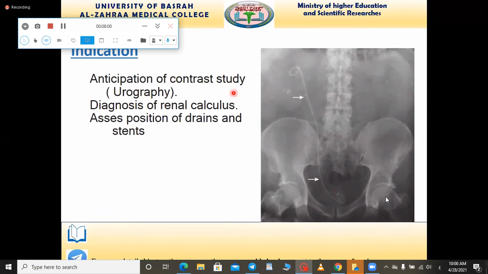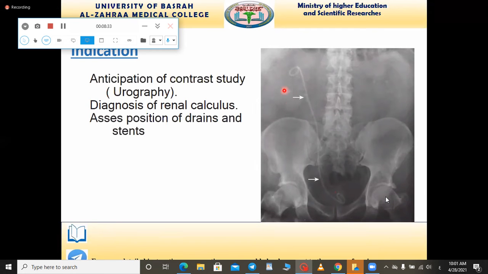Why? Because sometimes we miss a pathology if we use a dye. For example, if we have a stone, a highly radio-opaque stone, and we use a contrast, the contrast is white and the stone is white, so we will miss it. We should use a KUB film before any contrast study. Clear? Second indication for the KUB is the diagnosis of renal calculus.